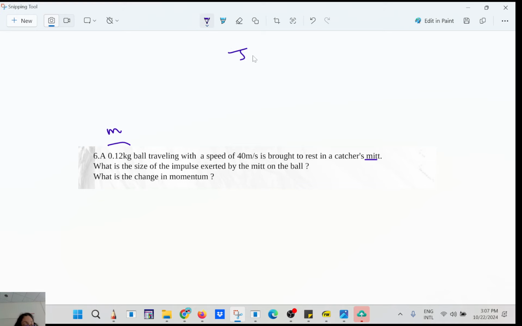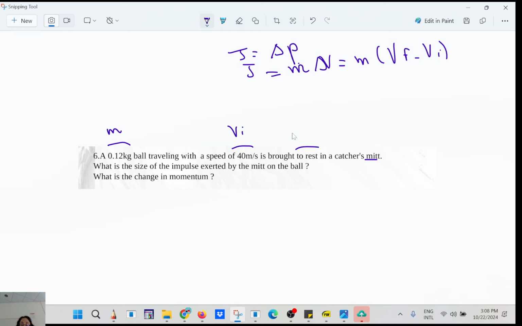So J is the impulse, equals the change in momentum. That's your impulse. The change in momentum is the mass times the change in velocity. What's the change in velocity? It's the final velocity minus the initial velocity, and these are vectors, so it could be positive or negative. Okay, so now it's traveling. So this is the initial velocity. Rest means this is 0.